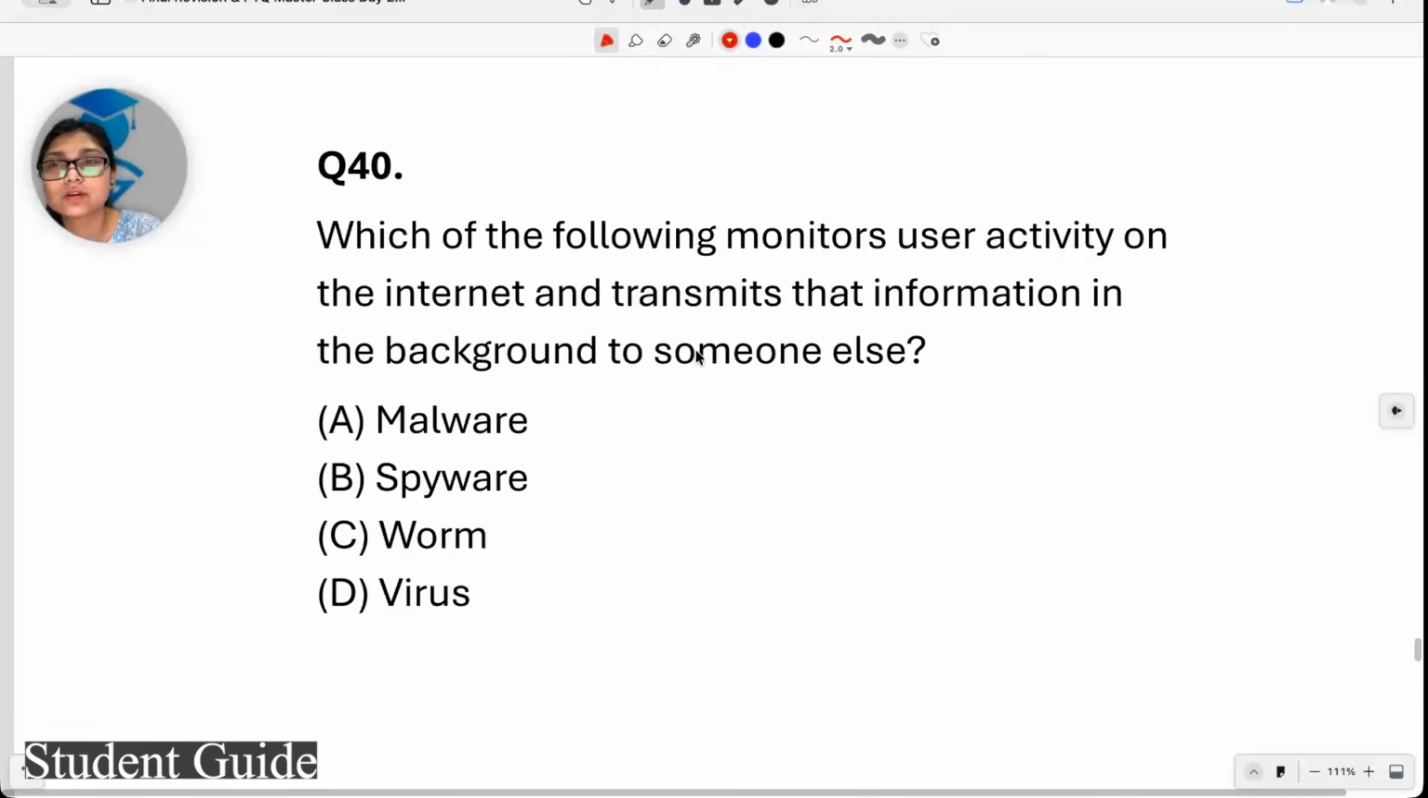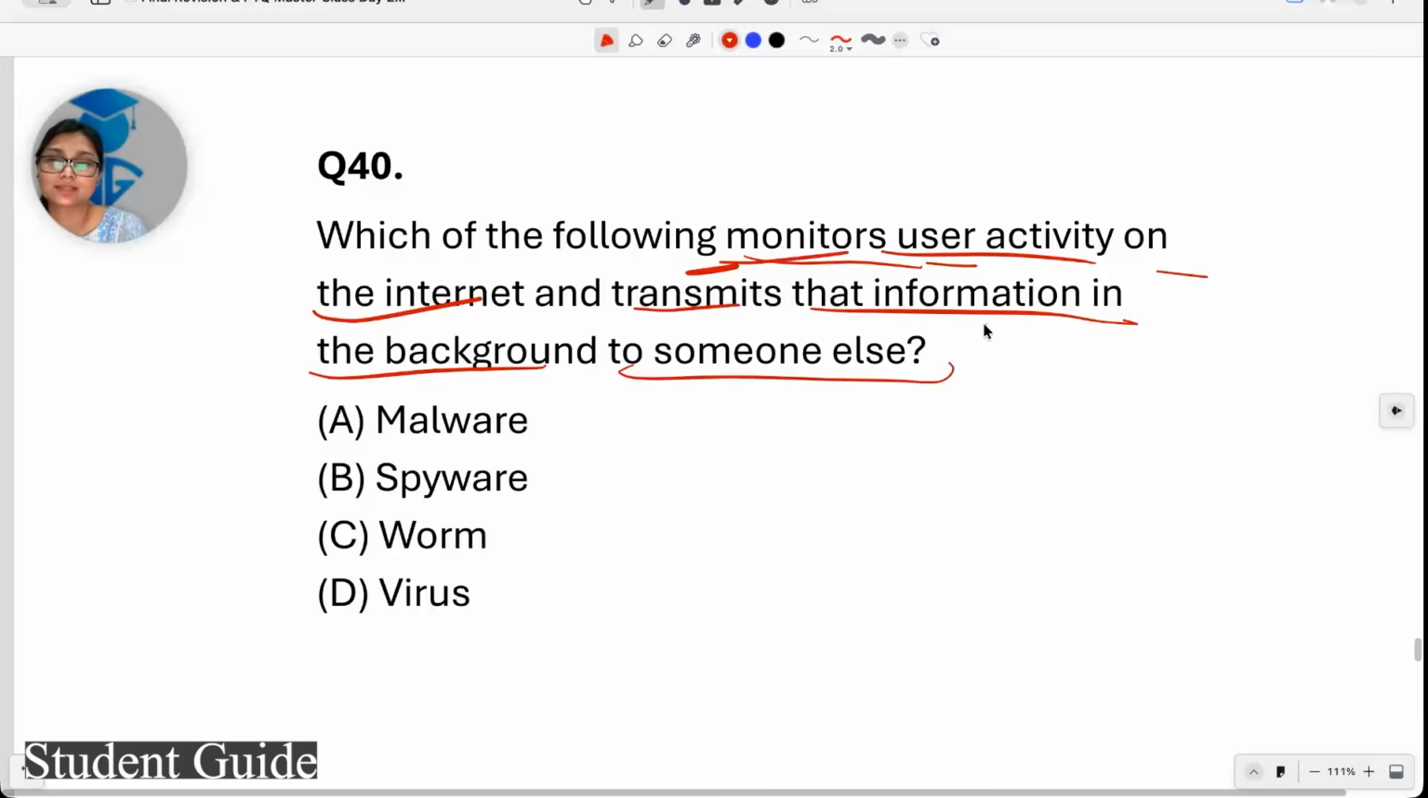Now the last question for today's session, question number 40, or for today's session, it is question number 10. So it is asking which of the following monitors user activity on the internet and transmits that information in the background to someone else. Reading this question again. Okay, so the question is asking which of the following monitors. It means these all are monitoring your activity.